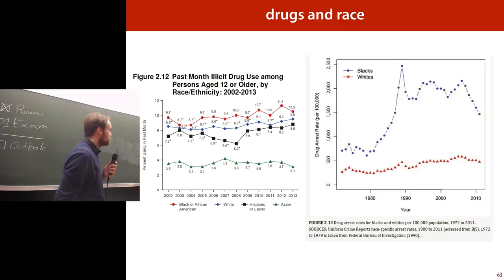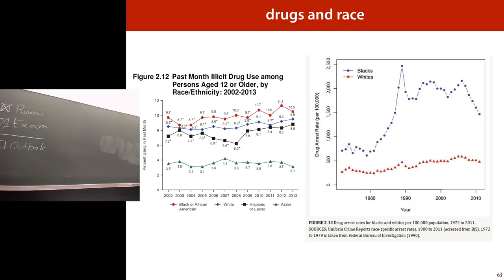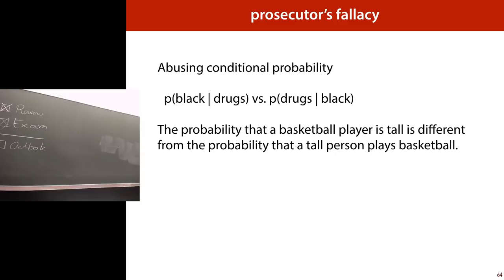Well, step one is that this is a fairly classic case of the prosecutor's fallacy. Basically confusing your conditional distributions. So the probability that somebody is black, given that they use drugs, that's what we were looking at here. And the probability that somebody uses drugs or is involved in drug crime, given that they're black, that's what we're dealing with when we pull somebody over. So these are very different probabilities.